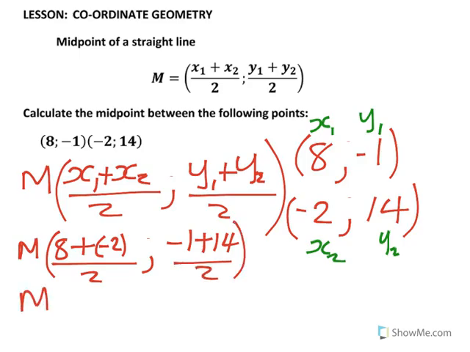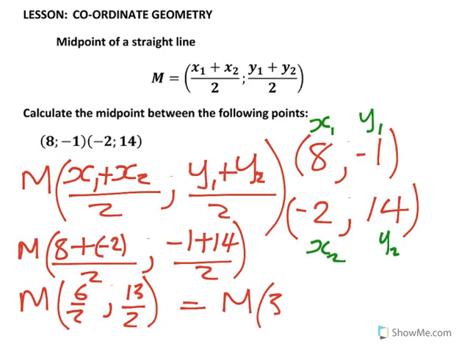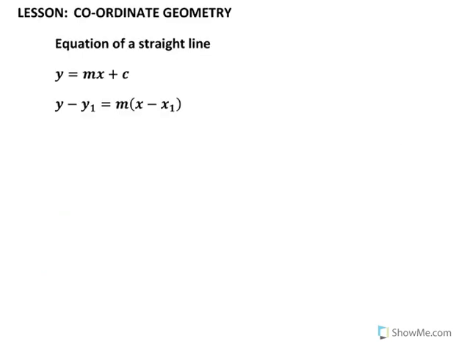So what are you going to have? You have your midpoint as 6 over 2 and 13 over 2. You can simplify to get the midpoint as 3, and 13 over 2 can be 6.5. But you don't have to simplify the fraction, you can leave it as 13 over 2. So that is the midpoint.